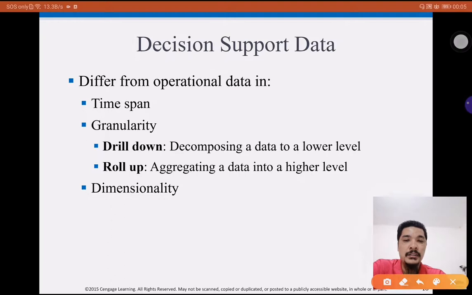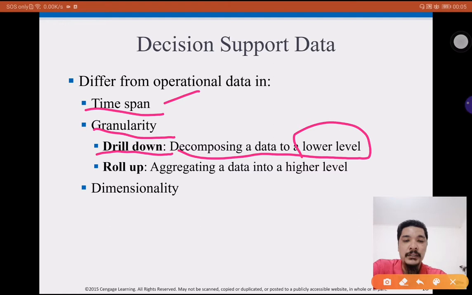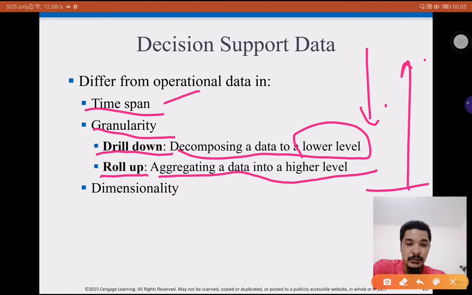Number one is time span. So that's why sometimes it is daily, weekly, monthly and so on. In our case in COVID-19, it looks like it's daily, right? Granularity: sometimes we drill down, decomposing data to a lower level, or roll up, aggregating data into a higher level, so from bottom to top. That's why you have to think of two definitions, bottom up and top down, if you've heard about it. And also dimensionality, so there is dimension, maybe 2D, 3D dimension and so on. We talk about this later. Let's move to the next one.